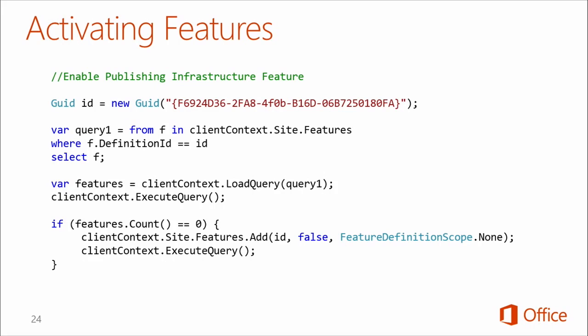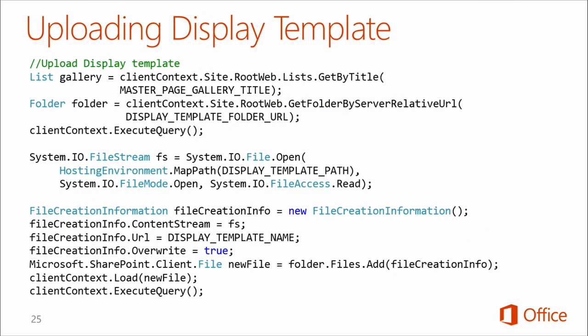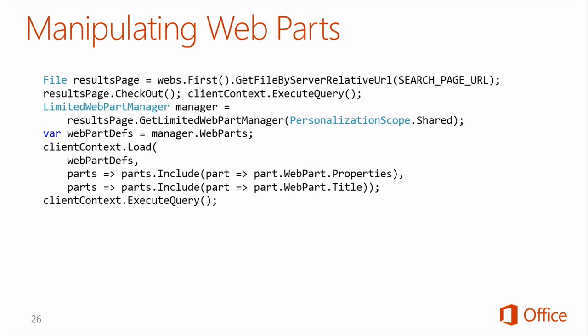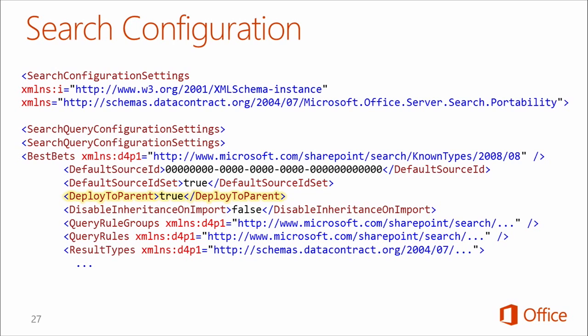If we think about how that works, one of the things we might want to do within our remote event receiver is be able to do things like activate features. Here you can see a very simple example of how I'm using the client object model to activate features. Here's a concept of uploading a display template and putting it inside of a document library, and also maybe even the ability to manipulate web parts that are on the page. I'm not going to spend a lot of time grinding through the code in these particular slides. I think what we'll do is look at these things as we work our way through the demo.